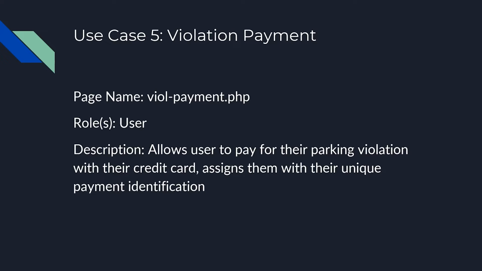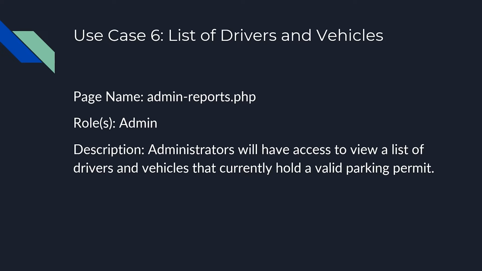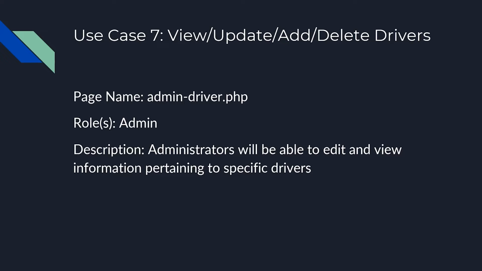Use case 5 was violation payment. It allows users to pay for their parking violation with their credit card and assigns them a unique identification again. Use case 6 is list of drivers and vehicles. This is the admin side now, so administrators will have access to view a list of drivers and vehicles with a valid parking permit. Use case 7 is to view, update, add, and delete drivers. Administrators will be able to edit and view information pertaining to specific drivers.